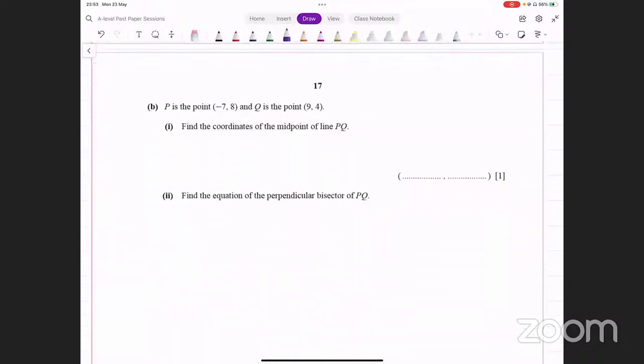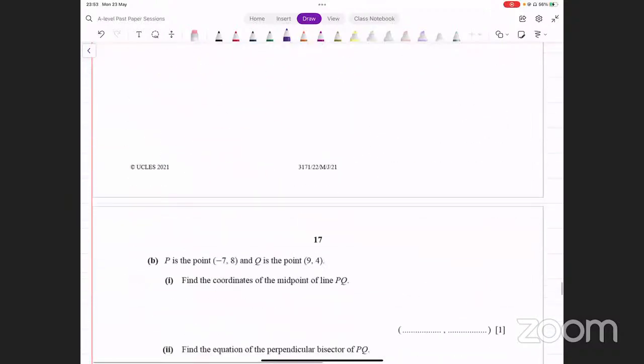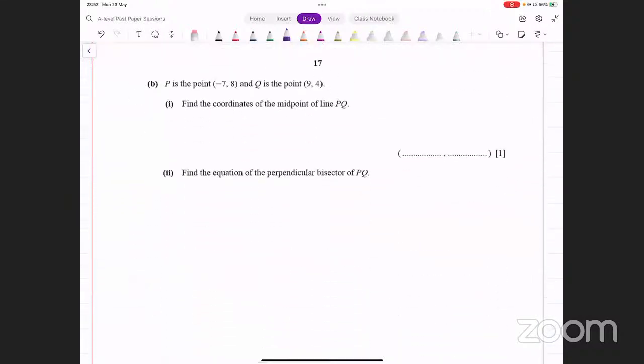Point P is the point minus 7, 8, and Q is the point 9, 4. Find the coordinates of the midpoint of PQ. अच्छा, उसका पिछले part से कोई relation नहीं है, वो ABCD थे. यहाँ पे PQ कुछ और points आ गए हैं. We've got to find the coordinates of the midpoint of the line PQ. Midpoint का formula लगा दें. x1 plus x2 over 2: minus 7 plus 9 over 2 and 8 plus 4 over 2. ये देख लें क्या आ जाता है. 2 over 2, that's 1. 12 over 2 is 6. So that's 1, 6. That's the midpoint.